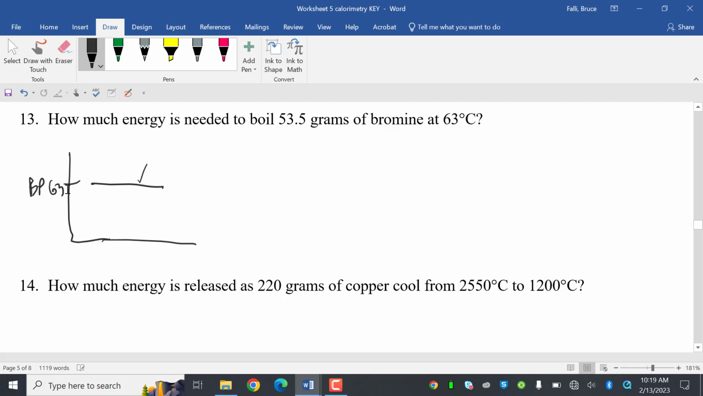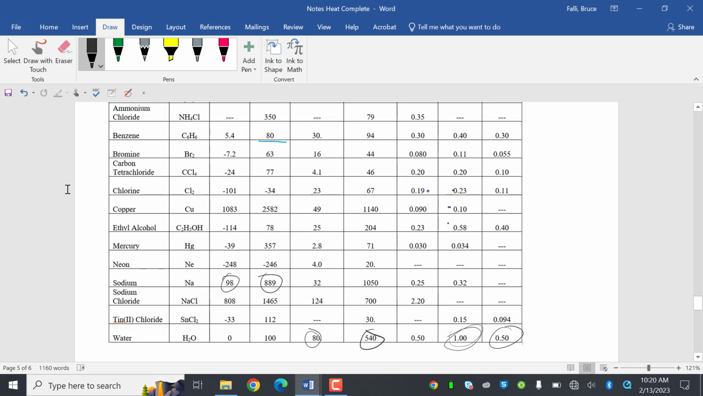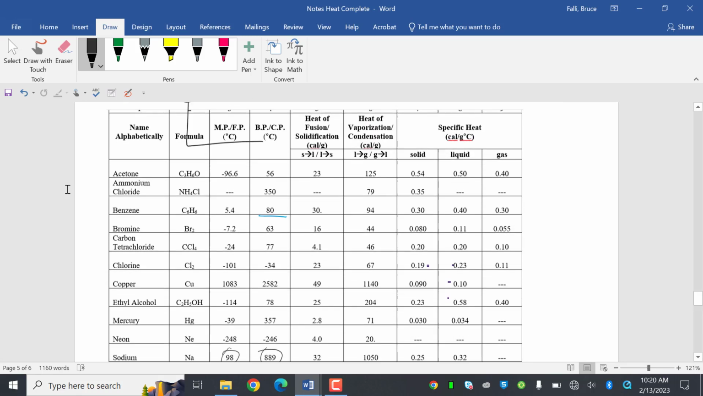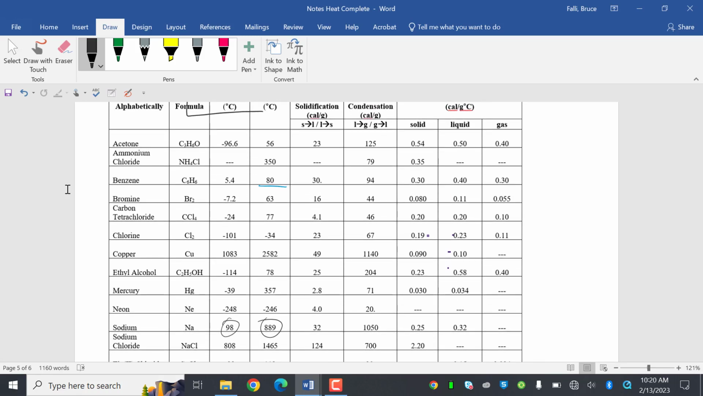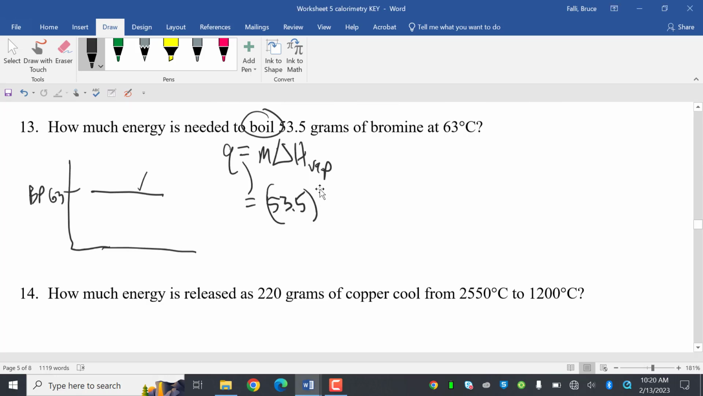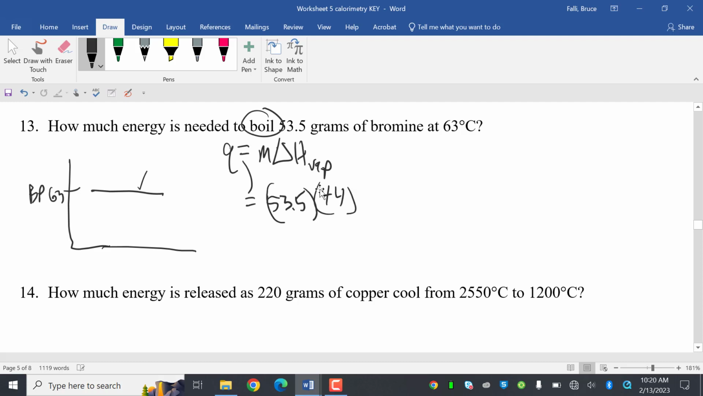So the BP is 63. All I'm doing is boiling it. So that means I have one equation, Q equals M delta H vap. I've got 53.5. And you may think the delta H vap is 540. That's water. Bromine has different intermolecular forces. So bromine's heat of vaporization is a lot less. It's weaker, 44. So 53.5 times 44 is 2354.